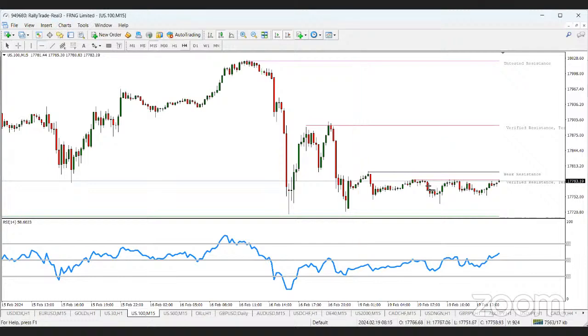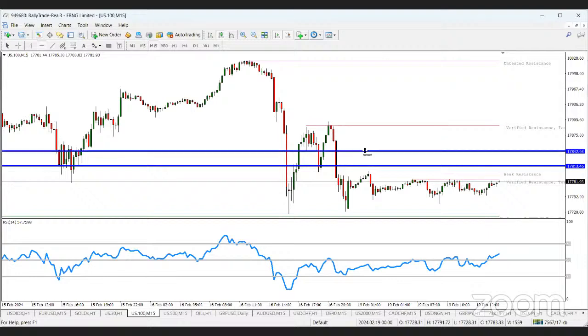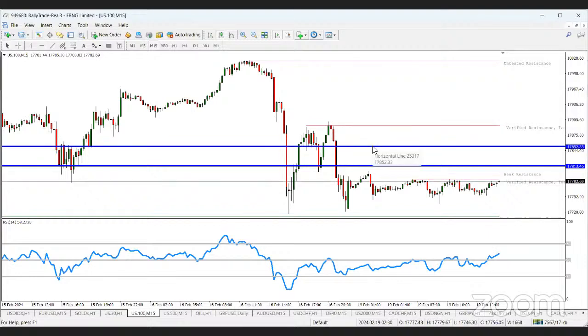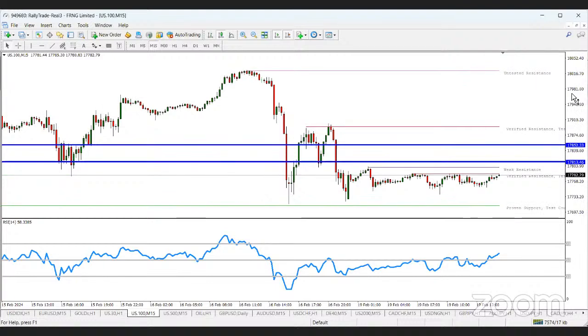We can look out for a buy on US 100 from this zone here. Once price closes above 17,820, we can buy to 17,850. There's a lot of bullish pressure in the market, and so we can actually expect US 100 to push up. So from 17,800, if price closes above 17,820, we can buy till 17,850.